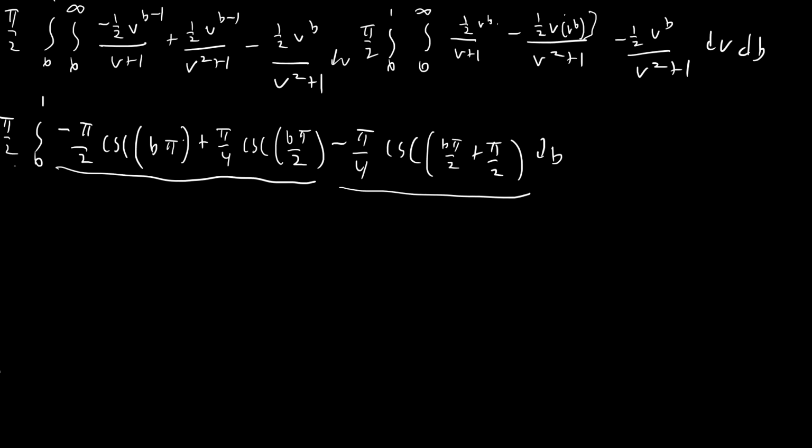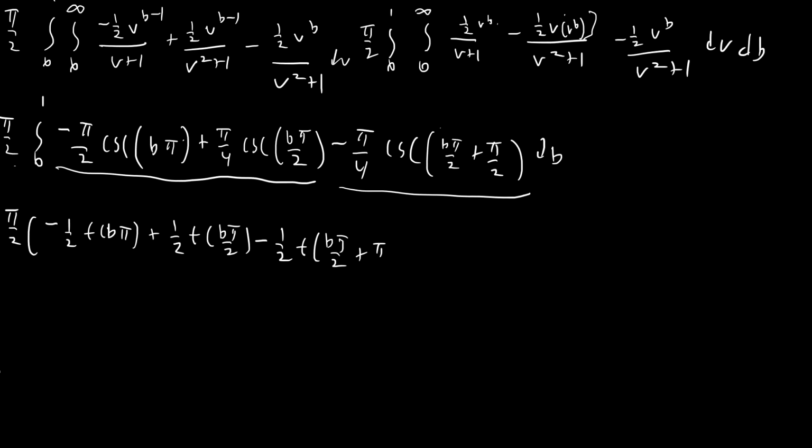So we're going to have overall pi over 2 times negative 1/2 f of b pi plus 1/2 f of b pi over 2. And then this one, instead of cosecant, we actually sort of have a secant here. Actually, I'll just leave it as it is, though. Minus 1/2 f of b pi over 2 plus pi over 2, evaluated at 1 and at 0. Alright, so this is going to be a little bit nasty.